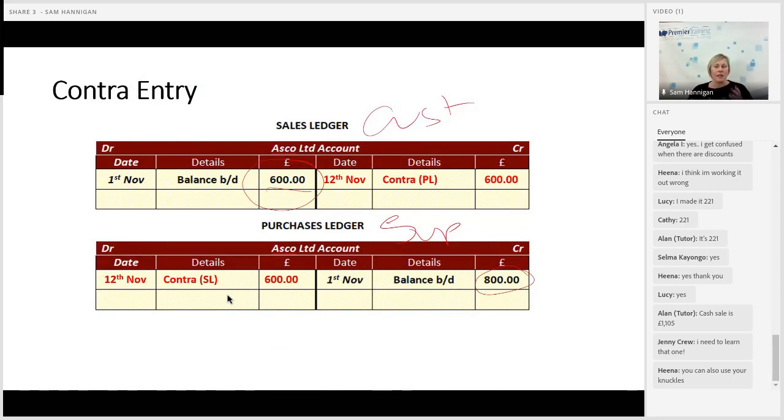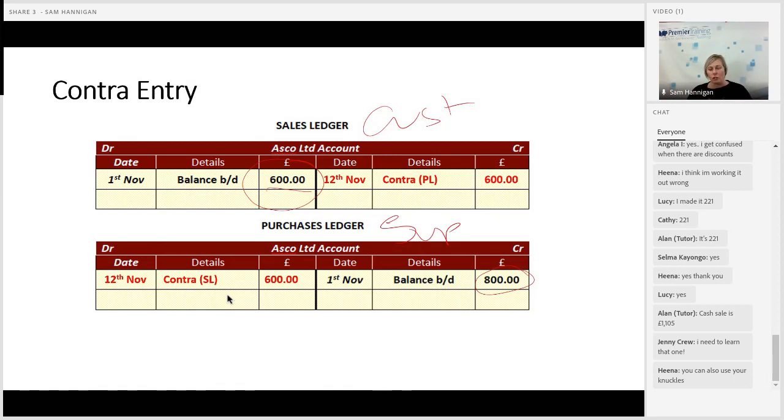Now, that happens in the real world. If you're doing computerized accounts, for instance, you can do an entry that says you've received a payment coming in and you've paid a payment going out, and all it does is balance each other off. There's no physical money going through anything. That's what I mean by contra entry or set off.